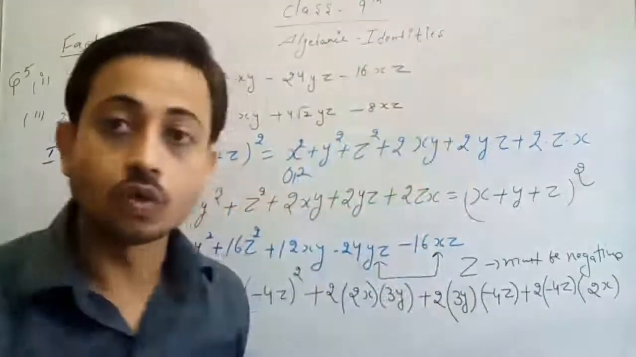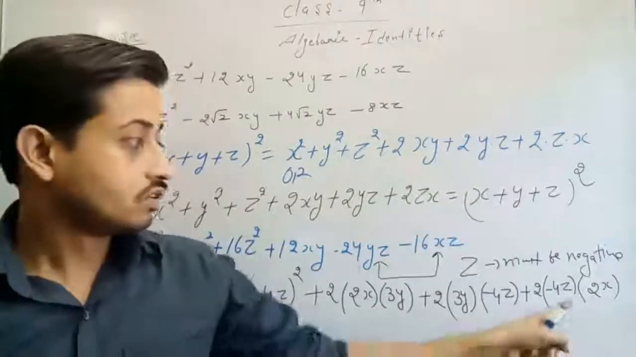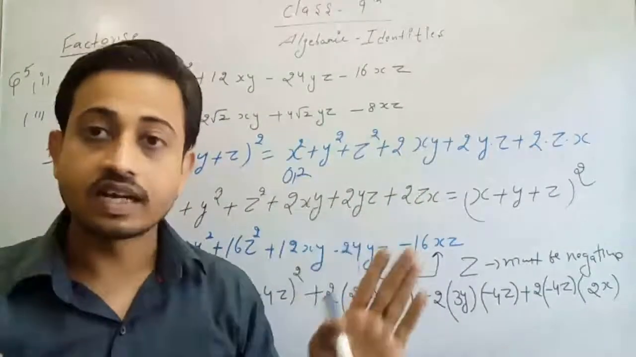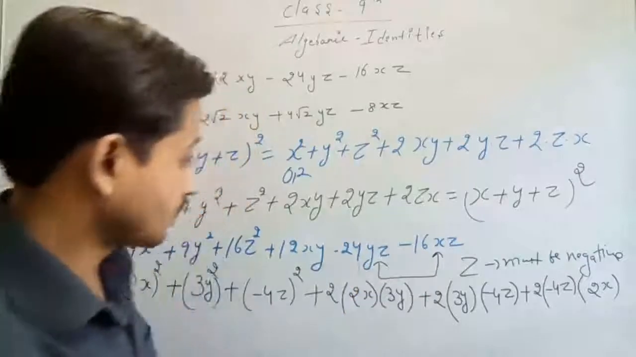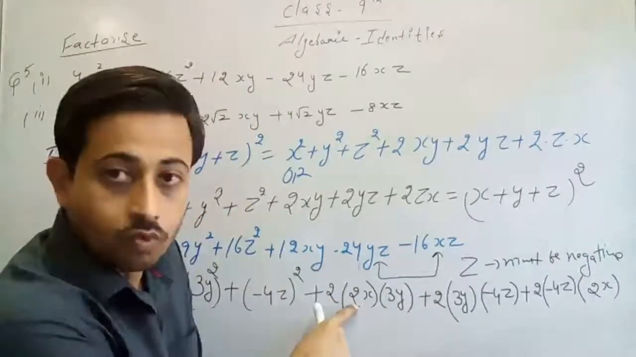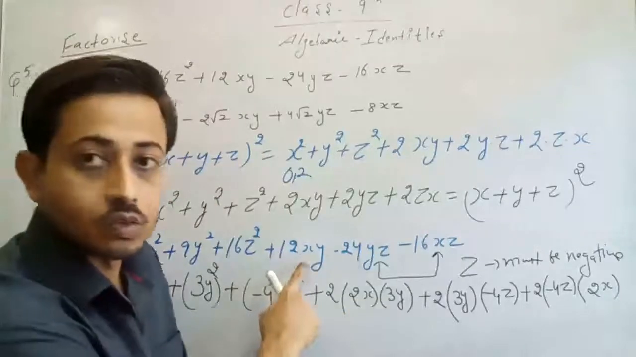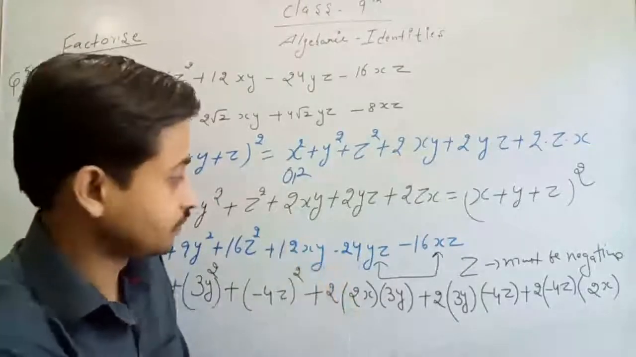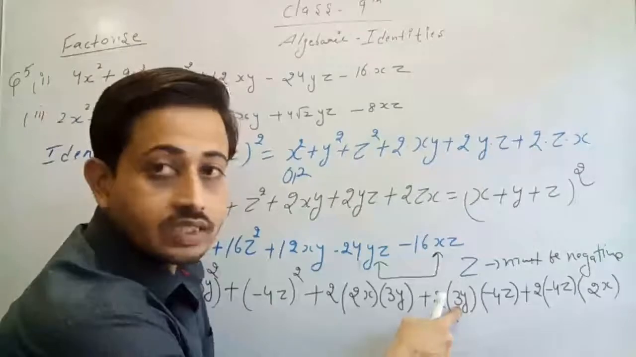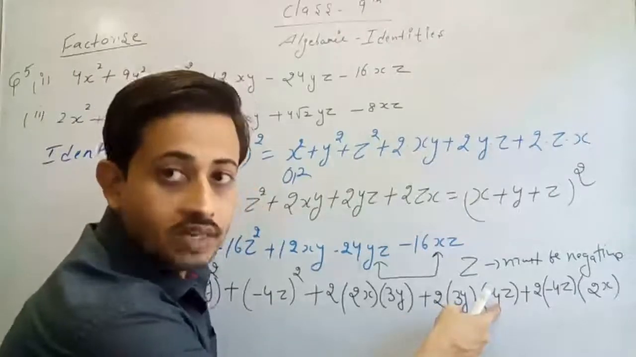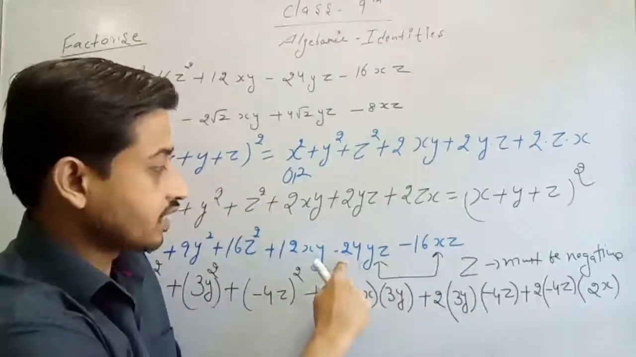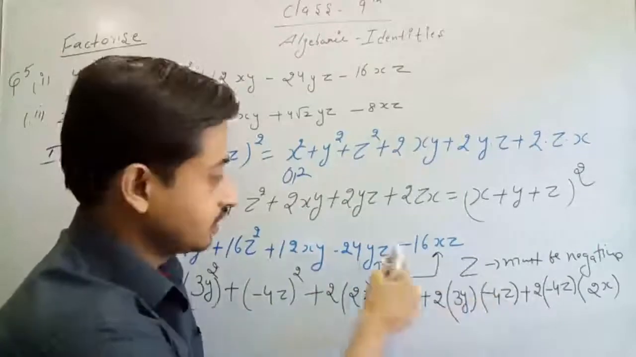Now let's solve and check whether we get the desired question or not. Look at the terms. 2 into 2, 4. 4 into 3, 12. 12xy. So here 12xy. It means the question is correct. Now apply this. 2 into 3, 6. 6 into minus 4, minus 24. So again we get minus 24. Y into z, it's correct.